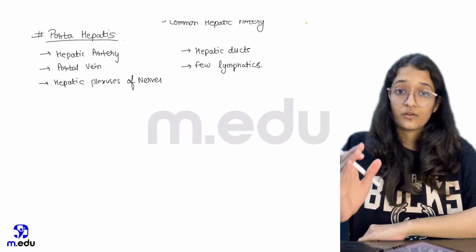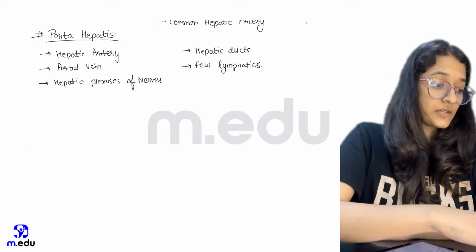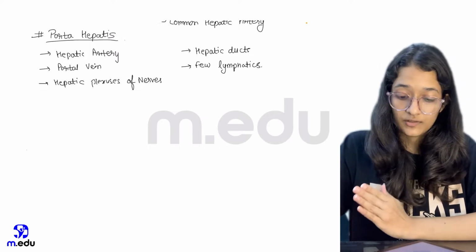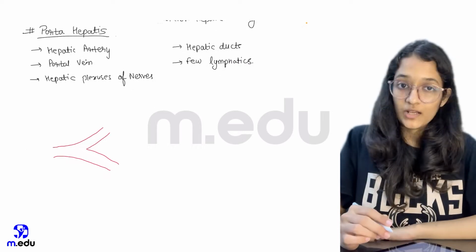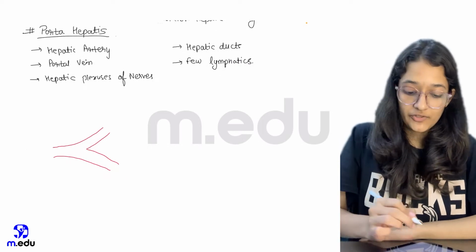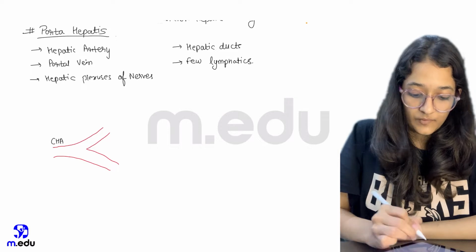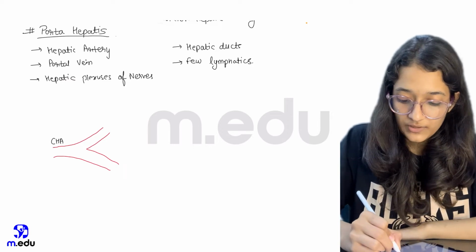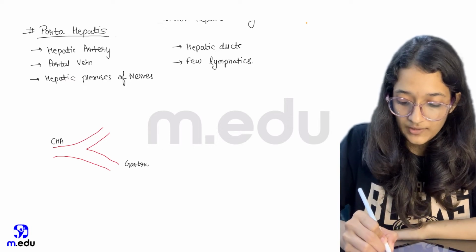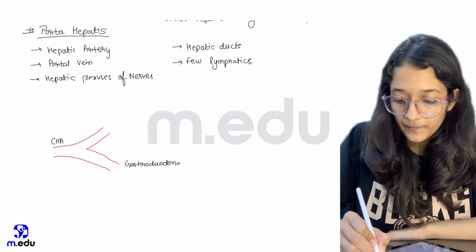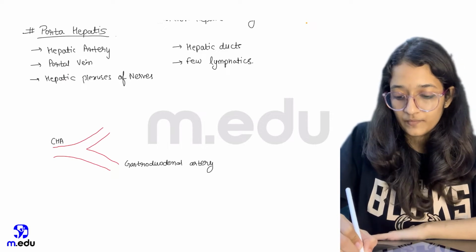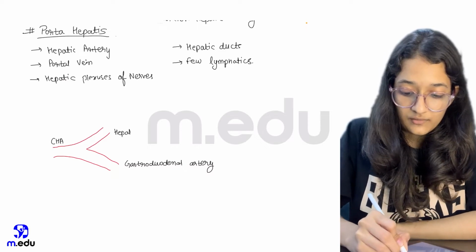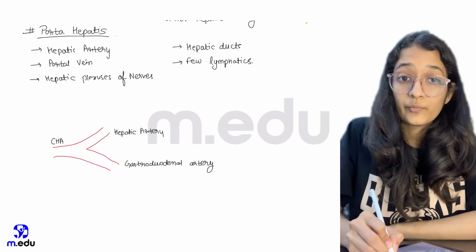Now if we come back to the common hepatic artery, this one enters the liver through the porta hepatis. After it enters the liver, it gives off branches. So the common hepatic artery will, after entering the liver, divide into two branches. The first one is the gastroduodenal artery, and the other one, which is the most important one, is the hepatic artery proper.